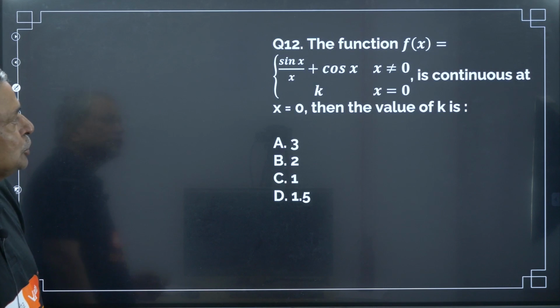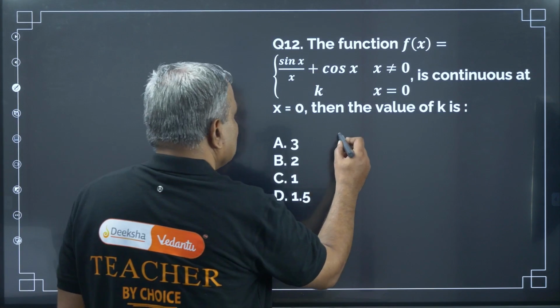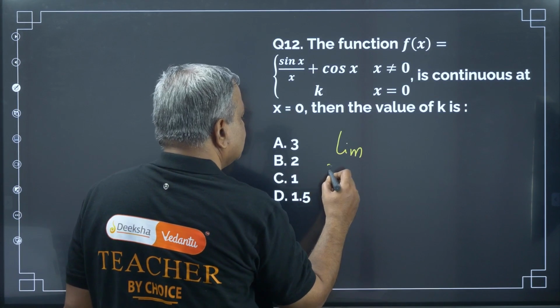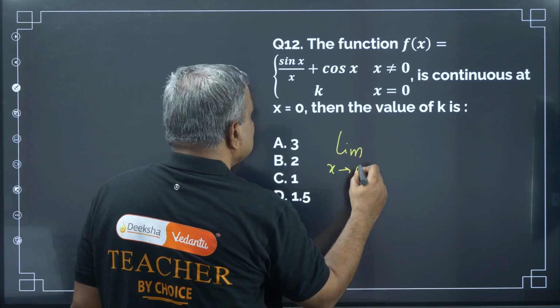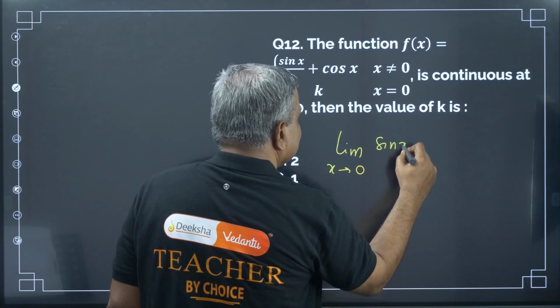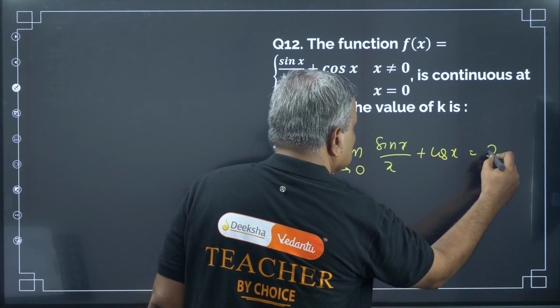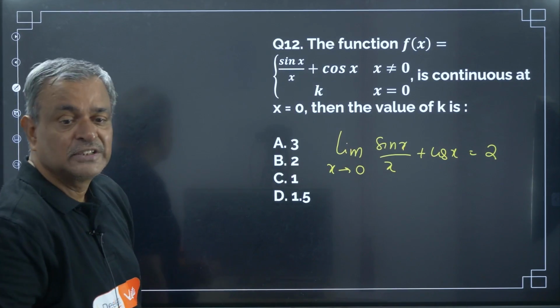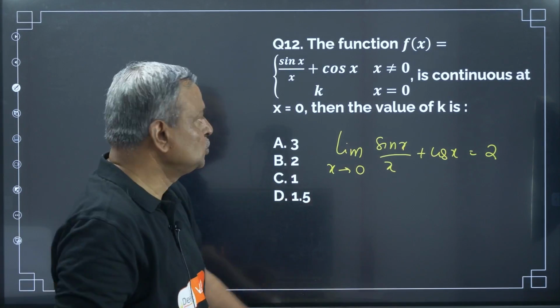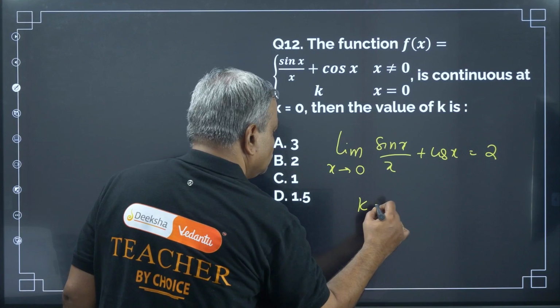Simple question. So continuous function, what is the definition of continuity? Limit x tending to 0 of sin x by x plus cos x will give you 2, because limit x tending to 0 of sin x by x is 1, cos 0 is 1, so 2. So k equal to 2.